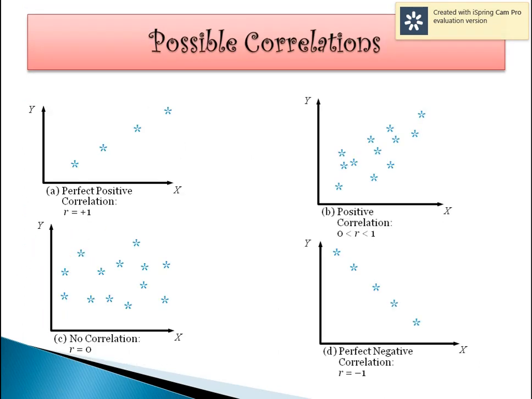Different possible correlations are indicated here. As we discussed in the previous slide, if we obtain the correlation coefficient value as +1, the relationship between the input and output variables is termed positive correlation. Those two process variables are in a relationship of positive correlation. The plot will be obtained like this for positive correlation.